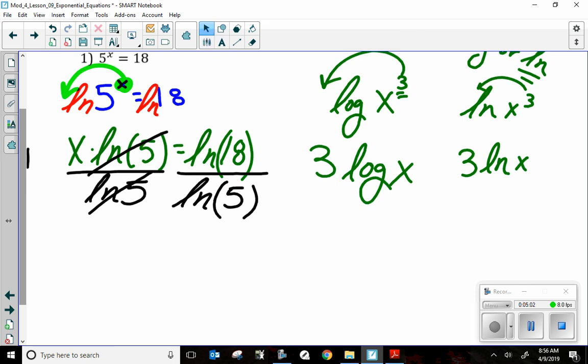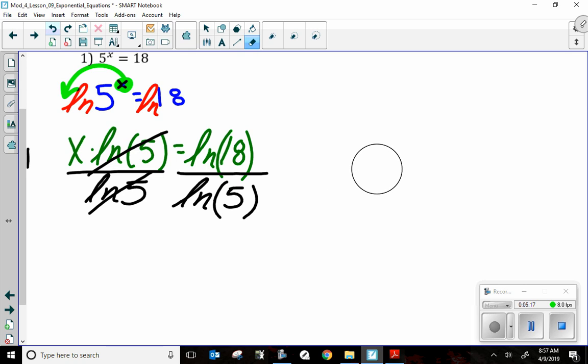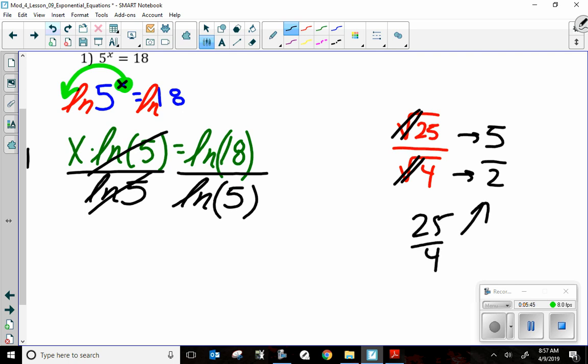do not say, oh, my natural logs cancel and I have 18 over 5. That is wrong. Natural log is a function. Okay? Natural log is just like the square root function. What do I mean? If I have the square root of, I don't know, 25 over the square root of 4, I cannot just say, oh, my square roots cancel and I get 25 over 4. That's poo-poo. We all know that the square root of 25 is 5 and the square root of 4 is 2. Okay, 25 over 4 is not 5 over 2.